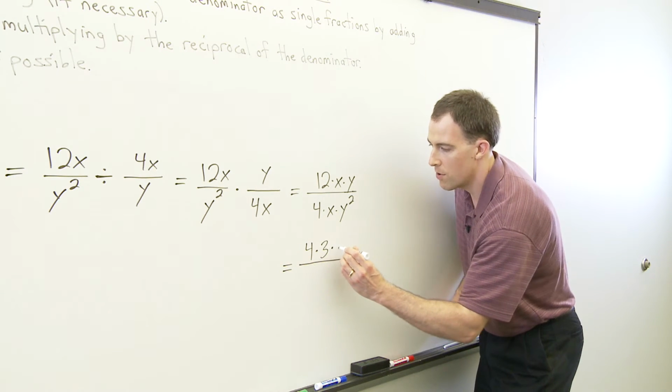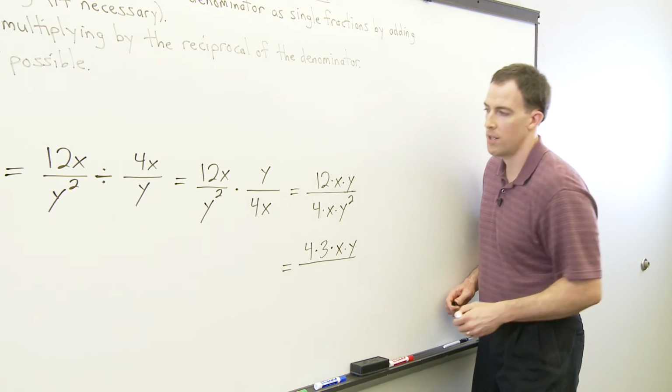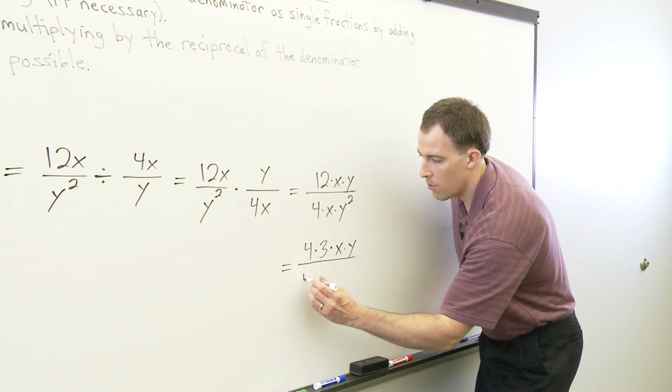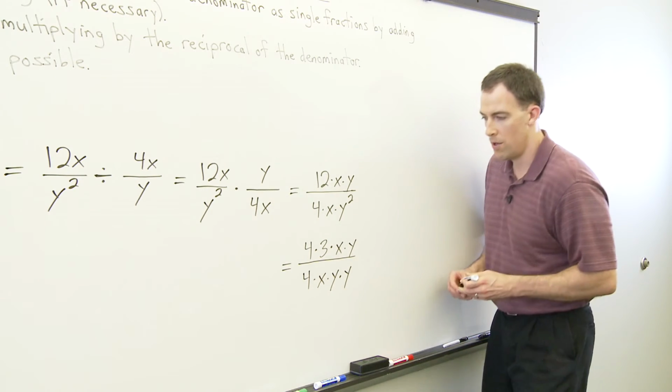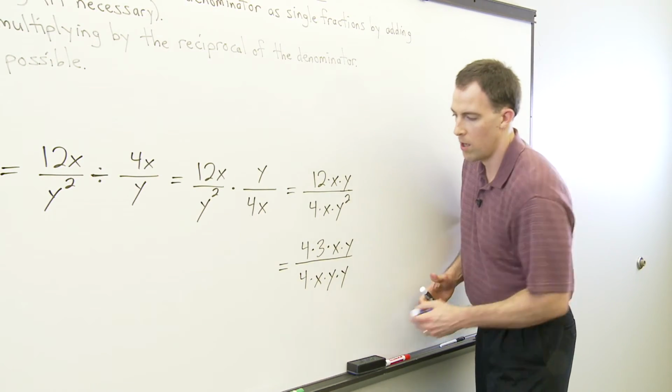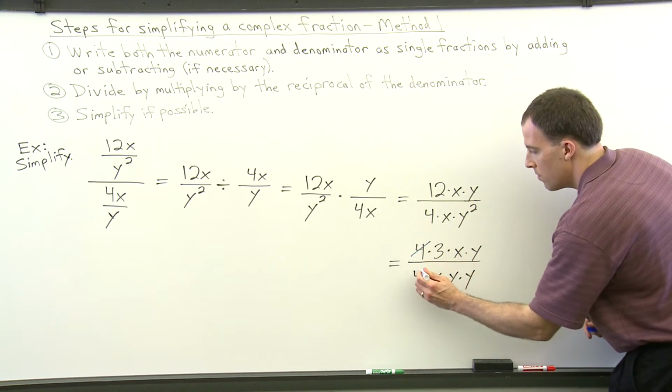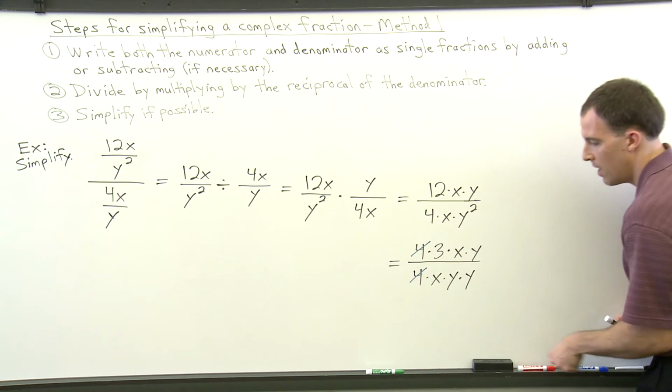Call 12 4 times 3, and then times x times y. And then in the denominator, we can call the y squared y times y, if this helps you to reduce properly. It's not necessary to go here. But now the 4's we can reduce. 4 divided by 4 is 1. We can cancel those out.